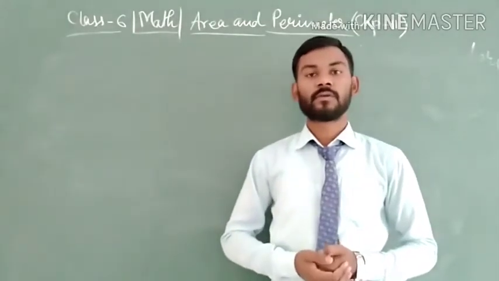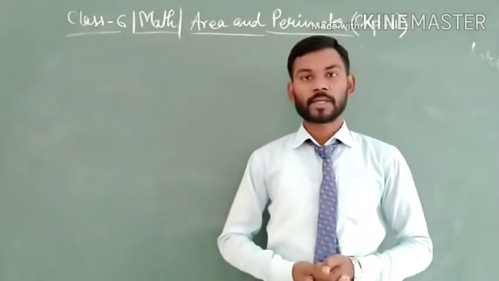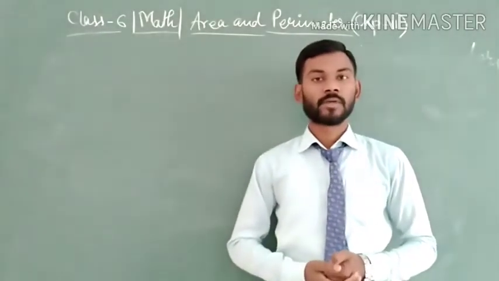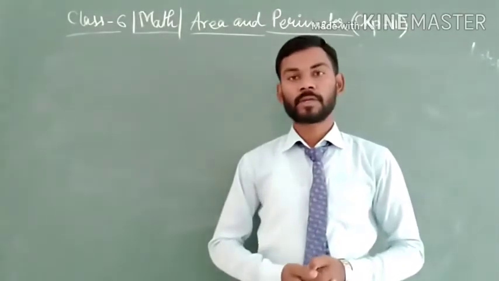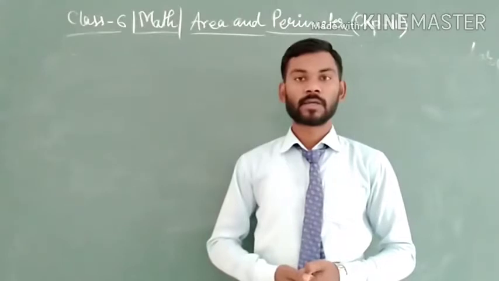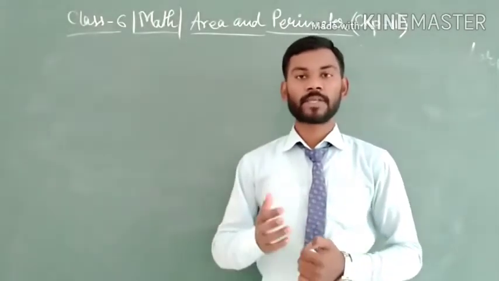Today we have a new chapter, that is area and perimeter. Area and perimeter. This topic is the advanced part of geometry.